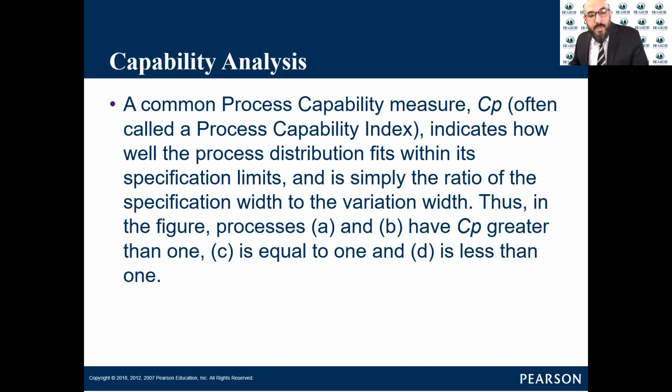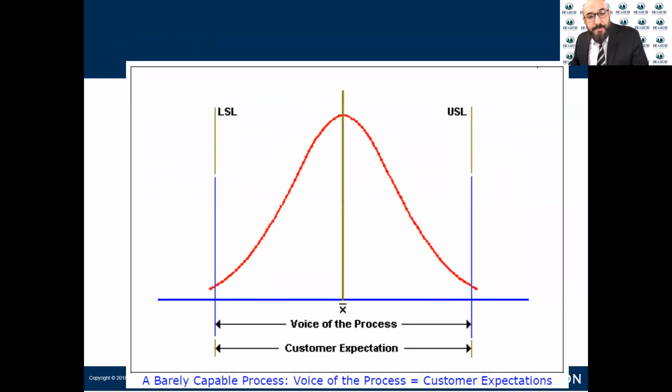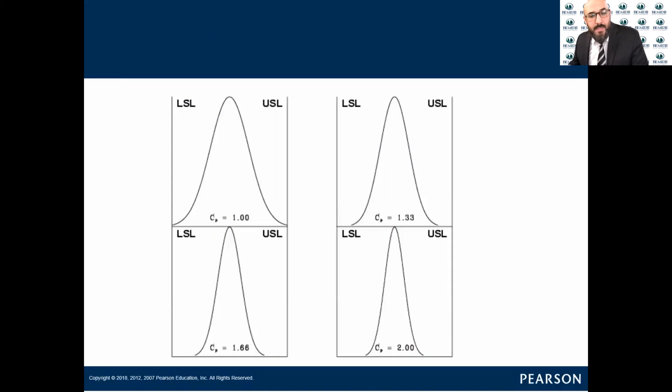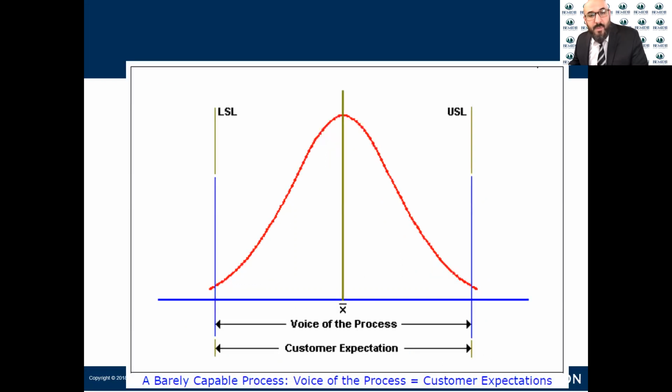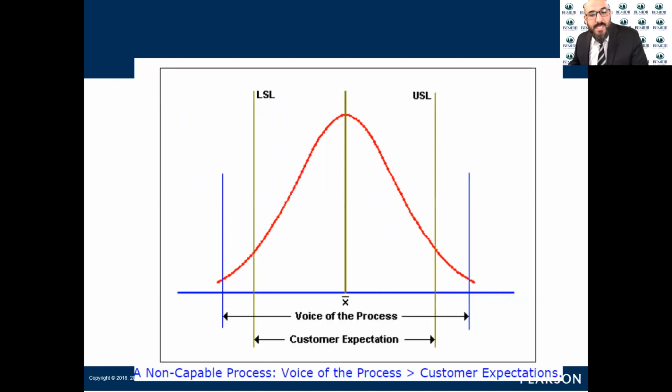And we're referring to these charts here. Okay, so this CP is more than 1, this is equal to 1, and this one is less than 1.